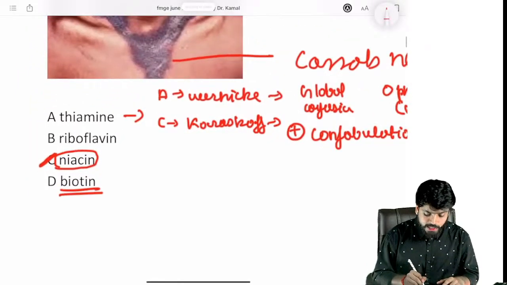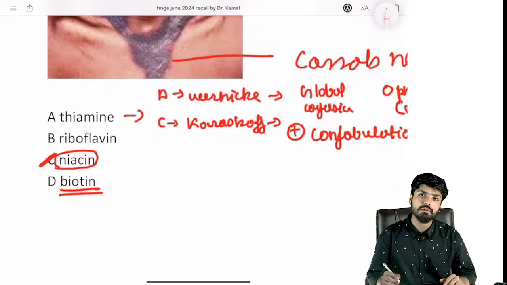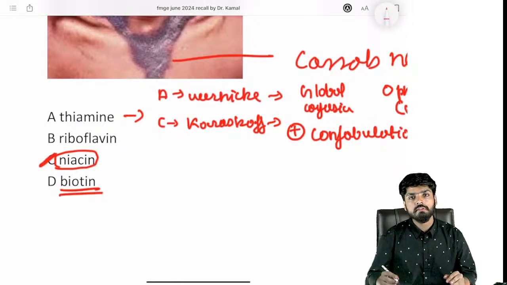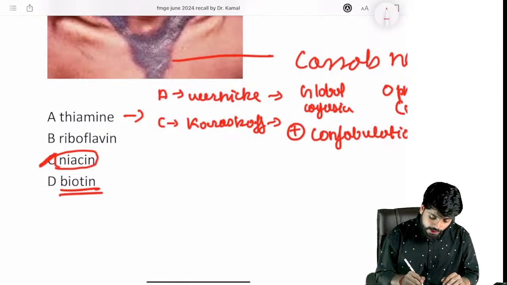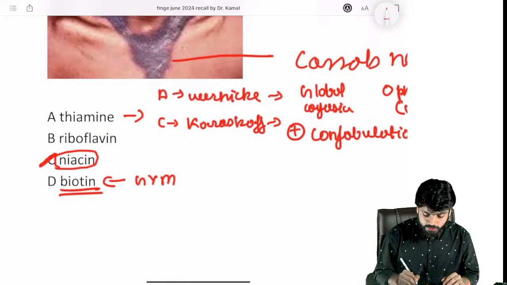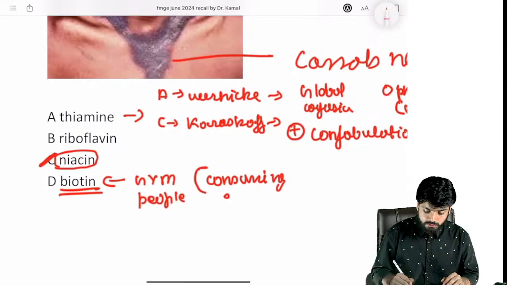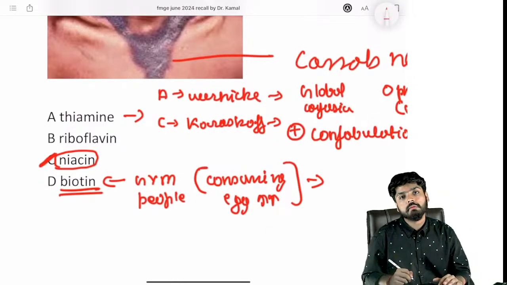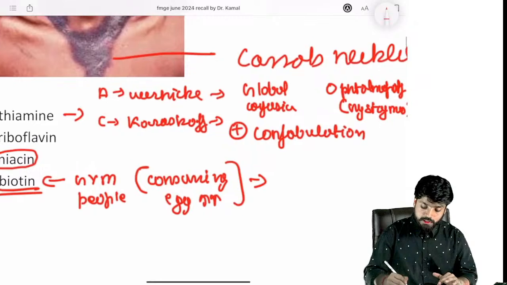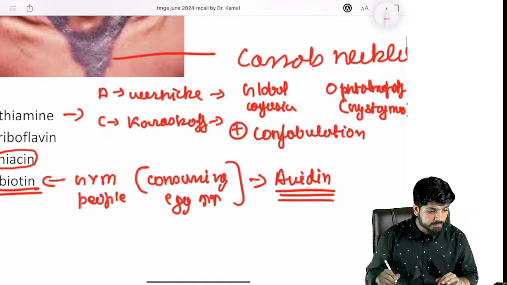Biotin is specifically related to hair metabolism, hair health. So the patient will have poor hair, thin hair, and hair fall will be present. One thing you have to remember, biotin is something related to gym people, those who go to the gym, consuming a large amount of eggs. Consuming eggs in a large amount inhibits biotin absorption because they have avidin. Always remember these kinds of facts.